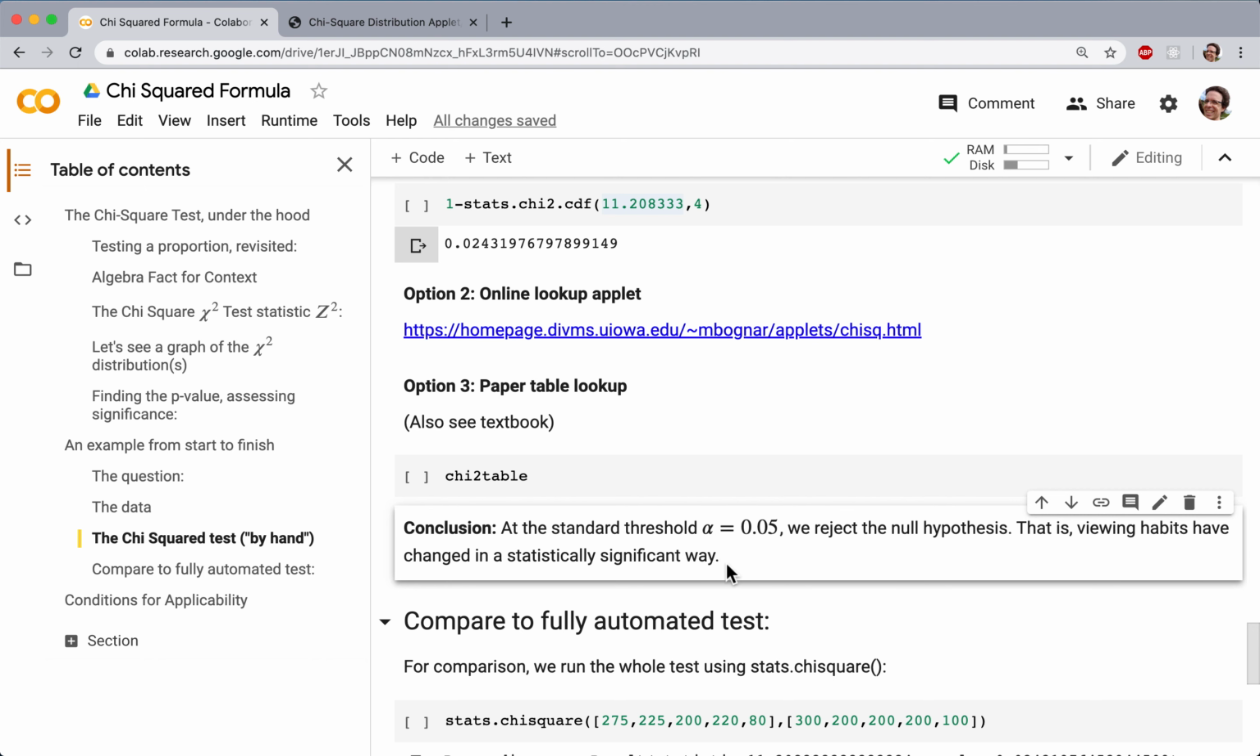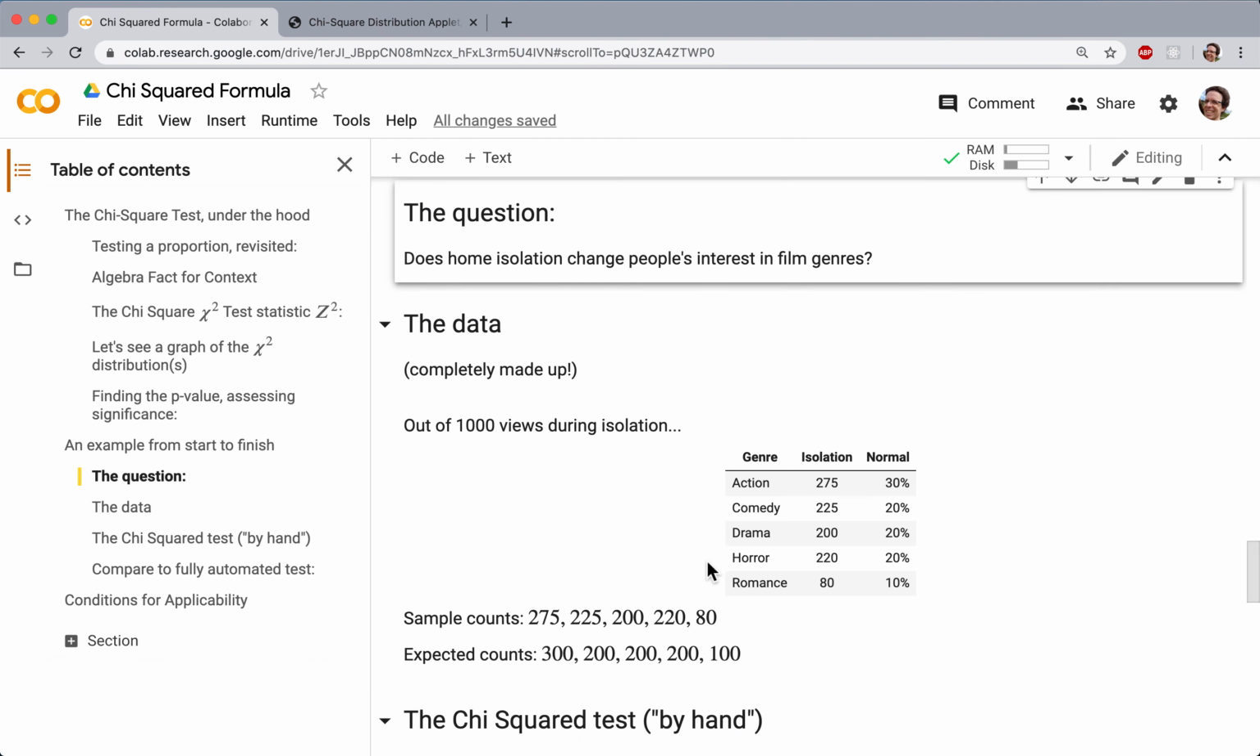Now, notice the ambiguity in that conclusion. It says there is some change. It doesn't say the nature of the change, and that's how the chi-squared test always resolves. It tells you there's something going on, but it doesn't tell you the nature. So you might want to say, oh, well, it's changed. The action watching is less, and the comedy watching is more, and the horror watching is more.